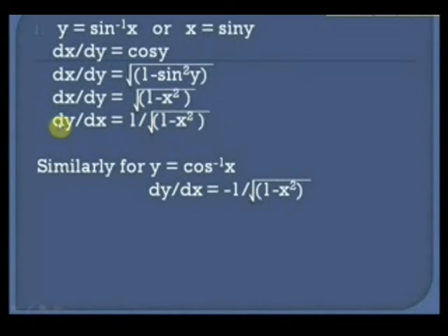So the differential coefficient of y equal to sine inverse x is equal to 1 by under root of 1 minus x square. Similarly, we calculate for y equal to cos inverse x and get the result as dy by dx equal to minus 1 by under root of 1 minus x square.